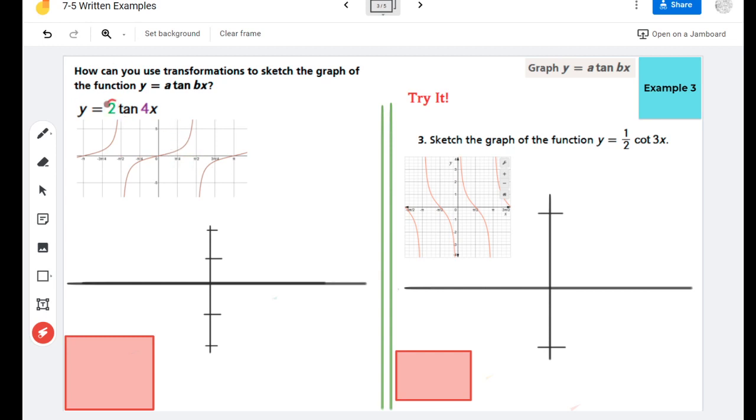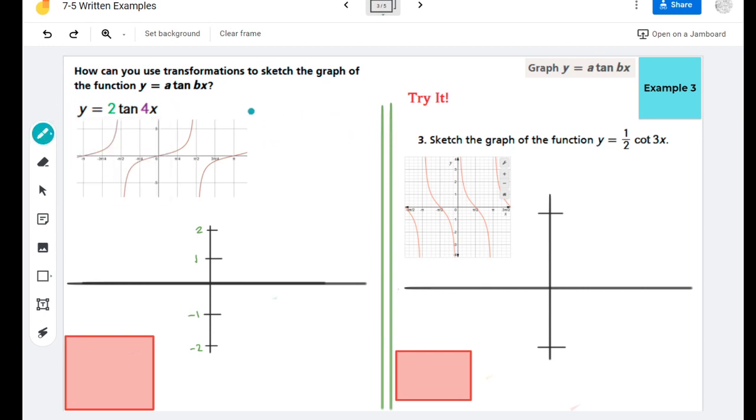Okay, so now the 2 is describing a vertical stretch, right? You guys know that with a function at pi over 4 and at negative pi over 4, the tangent function is at 1. So instead of being at 1, it would be at 2. Okay. So that's what that 2 is doing, it's just kind of stretching our graph, so it's going to be a lot steeper, something like that. Okay. So now the 4x. The 4x is where things get a little ugh.